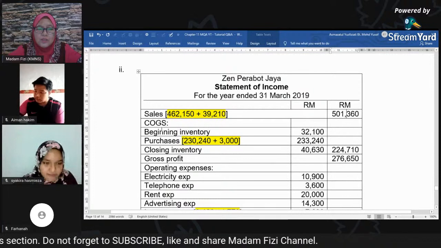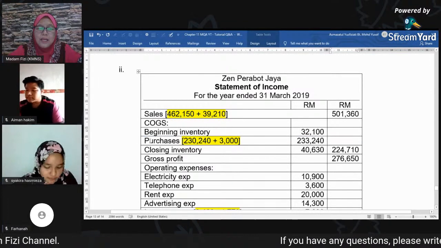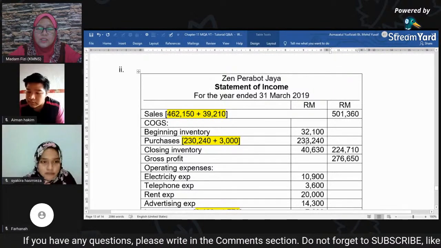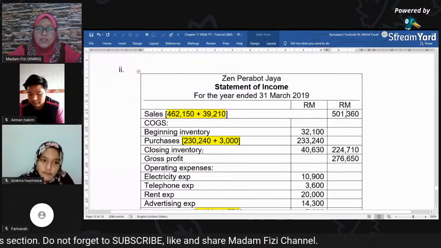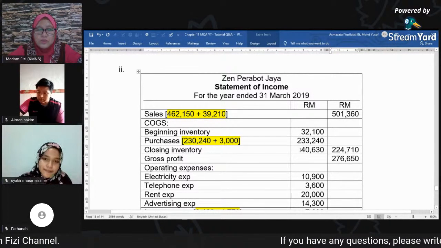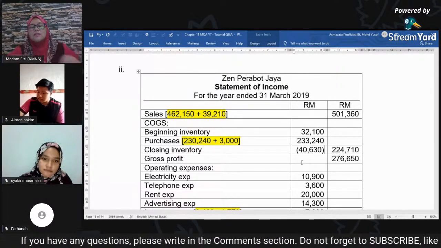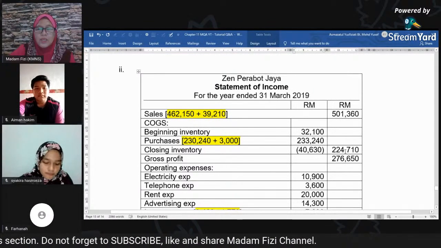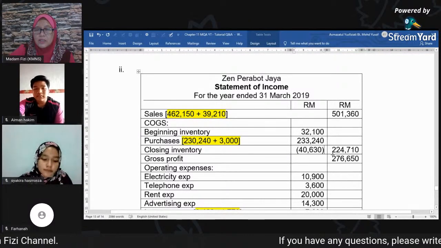Minus cost of goods sold, equals to beginning inventory 32,100 plus purchase. Purchase is credit purchase plus cash purchase is 233,240. And the closing inventory or ending inventory is 40,630. Okay, this one you have to tolak, right? So the cost of goods sold is 224,710. And then sales minus cost of goods sold, you get gross profit 276,650.